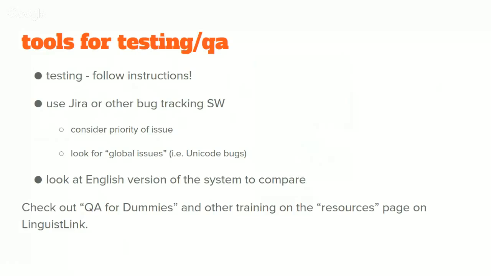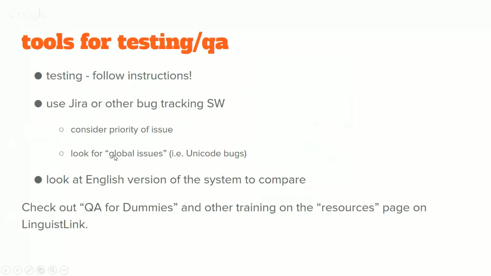So anyway, when you log those bugs, consider what the priority of those issues is so that it can get the right attention. Don't just get into a habit of logging bugs. Actually think about the impact of the bug on the end user, because you're really there as an advocate for the end user when you're doing QA.